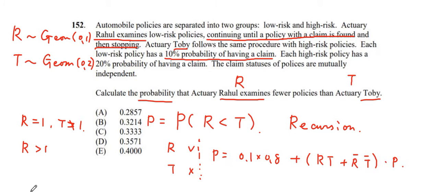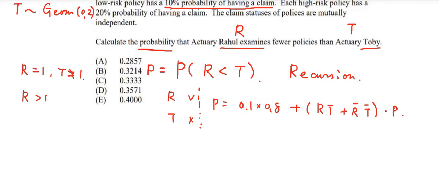So we just need to find what is the probability for this. For this one it is 0.1 times 0.2. Okay, and for this one it is 0.9 times 0.8.